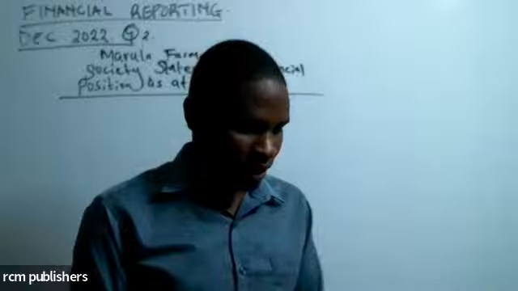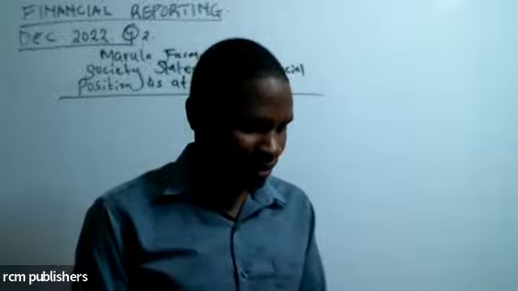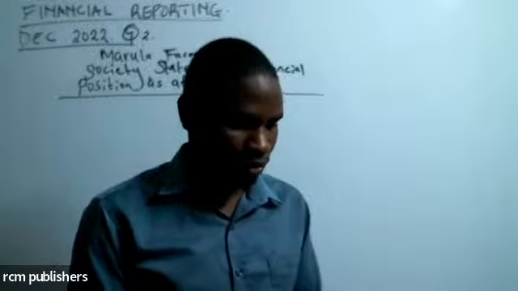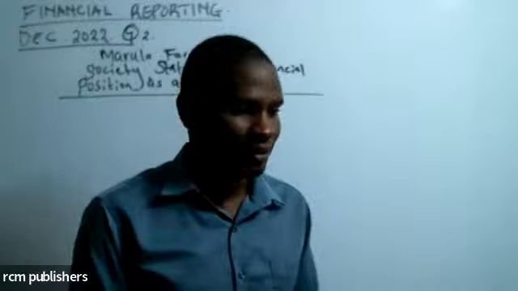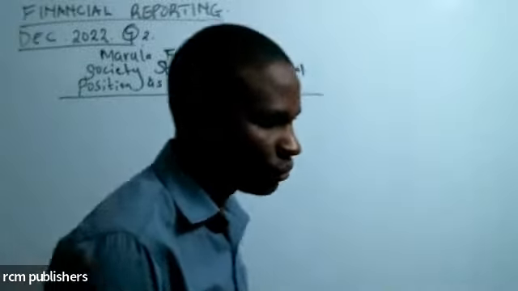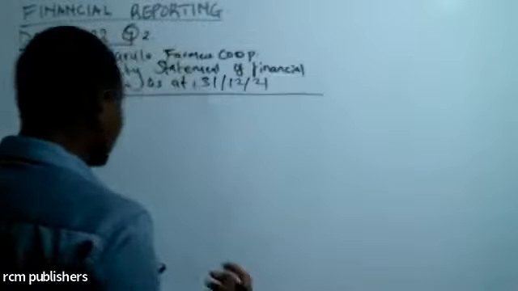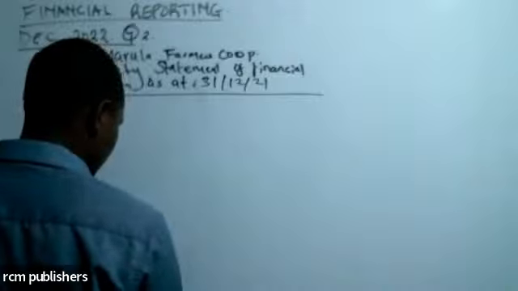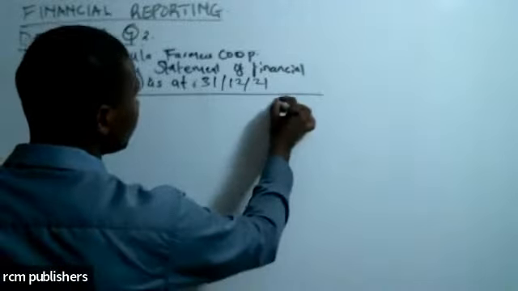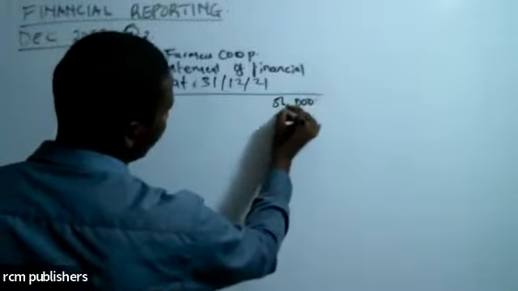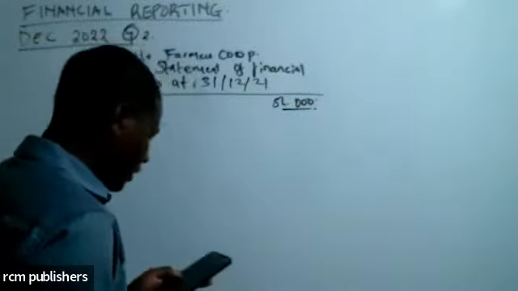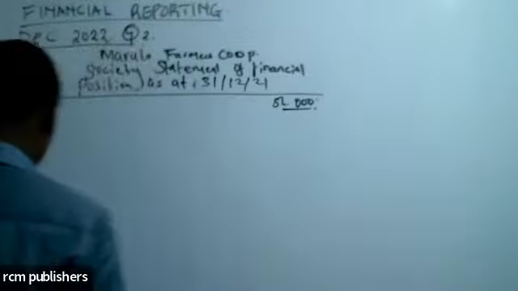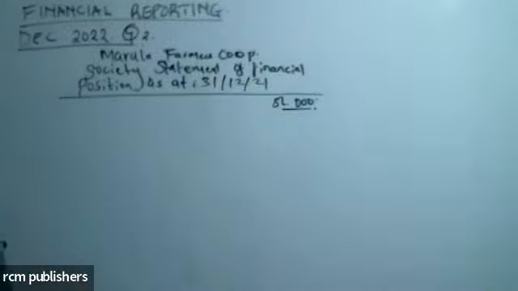In this question, I can see that it is good that we have one column. We can adjust our item in that question, so we can have just one column. So in this case, I'll be having shillings in thousand. I'm not going to specify here. I'm going to start, just put my assets.